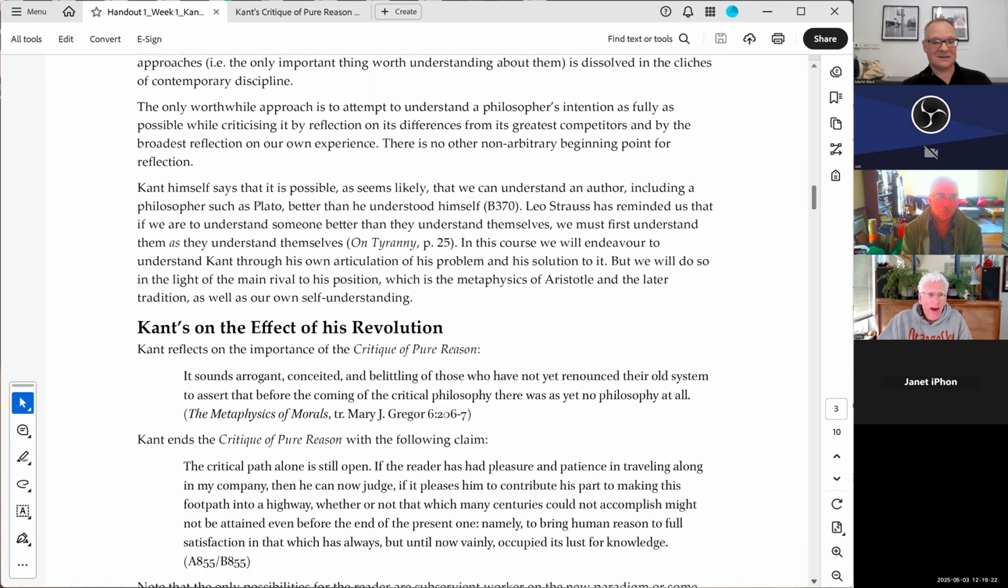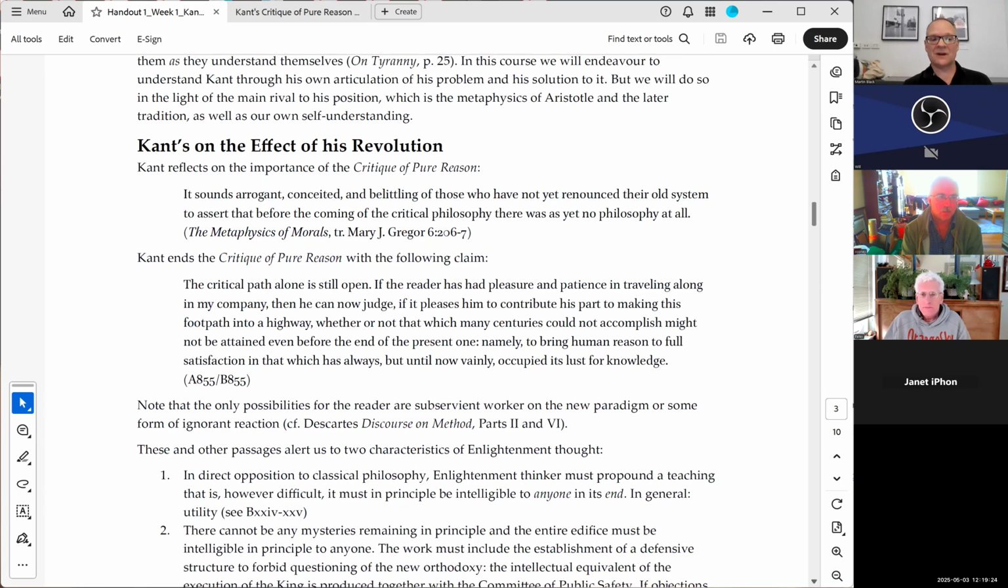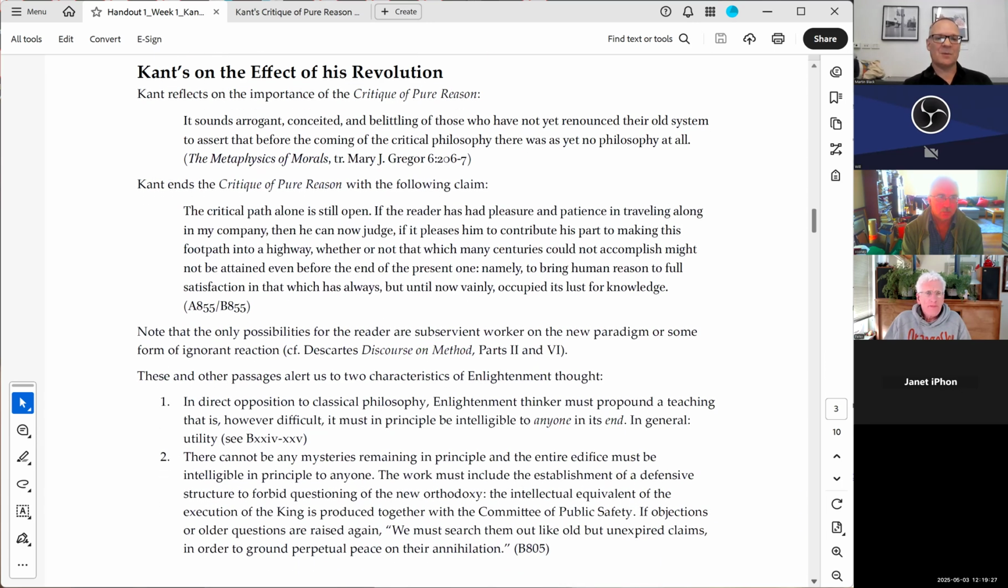Just to get a sense of the effect of what he thought he would have, I've got a couple of quotes. I'm going to try, until the end of our discussion, to only produce quotes from the Critique of Pure Reason, because we've got more than enough to look at. But this is from the Metaphysics of Morals, where he says, it sounds arrogant, conceited, and belittling of those who have not yet renounced their old system to assert that before the coming of the critical philosophy, i.e. before 1781 and my first edition of this Critique of Pure Reason, there was as yet no philosophy at all.